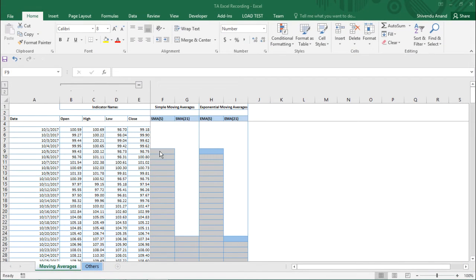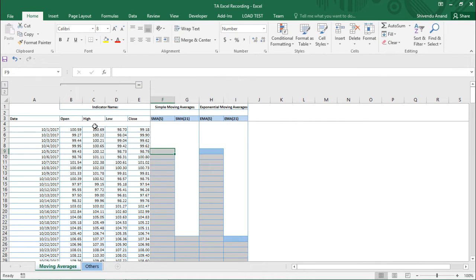Alright, so here we are trying to figure out how to calculate moving averages in Excel. Now, what we discussed in our video lectures is that moving averages are generally of two types. One would be your simple moving average, another would be your exponential moving average. So we are going to see how we calculate both simple moving average as well as exponential moving average.